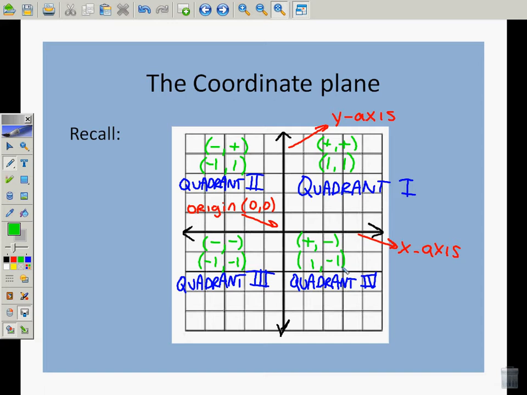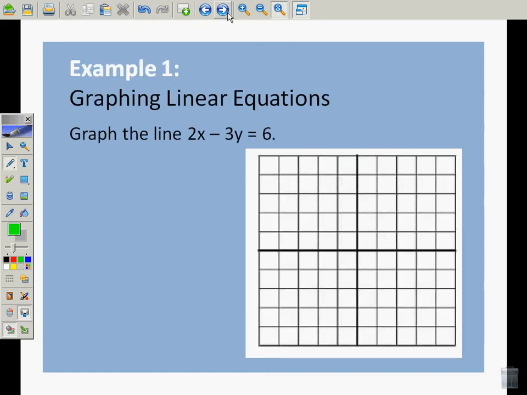Okay? So, we're going to go ahead on to graphing. We're going to graph this line. There's a couple of different ways to do this. I'm going to show you one way, but there are other ways to do this. We will recall that we have things called intercepts. And if we could find the intercepts, that's where it crosses the x-axis and the y-axis.